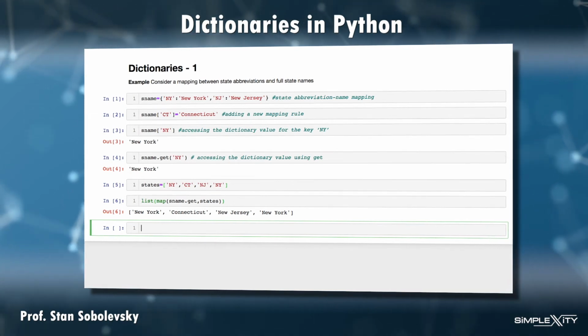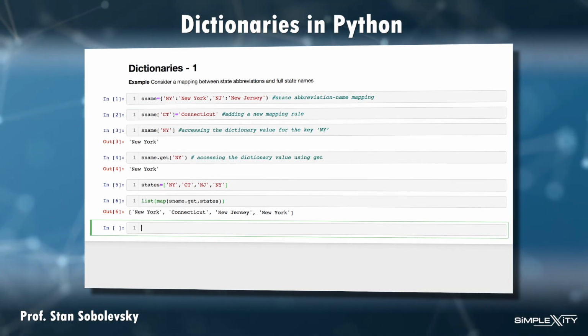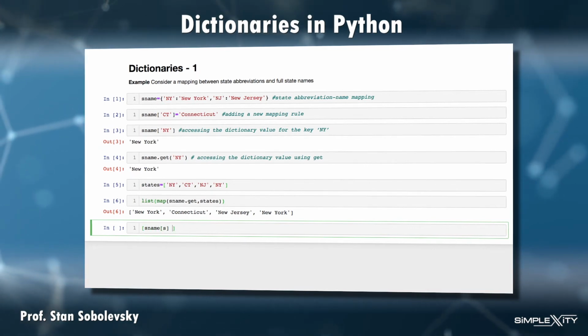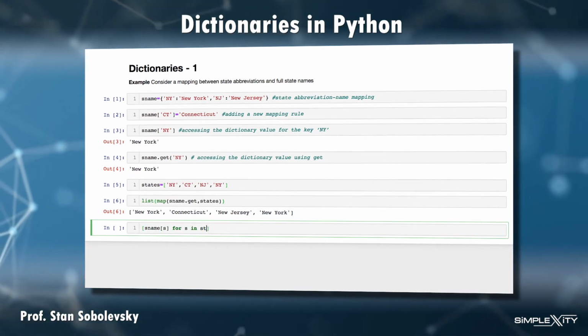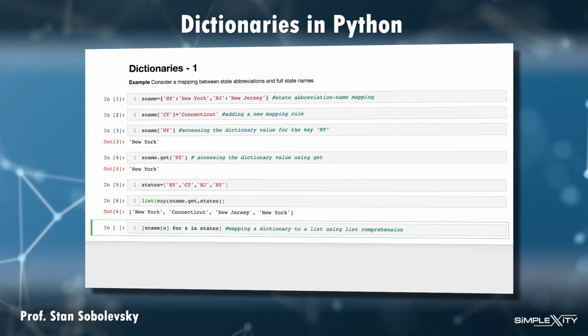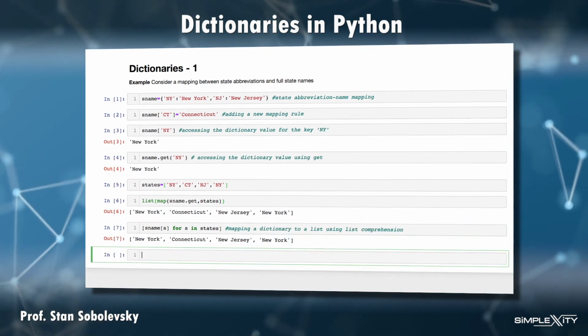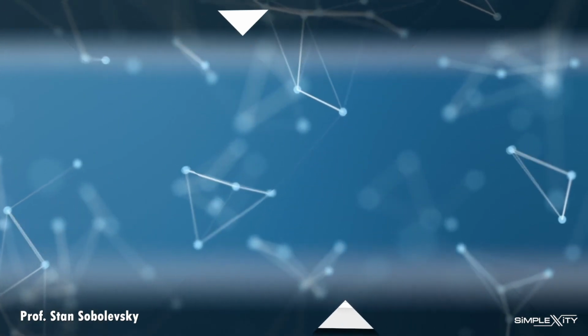Alternatively, we can get the same result using list comprehension syntax, going through all the elements of the list and applying the dictionary to them. As you can see, we get the same result.